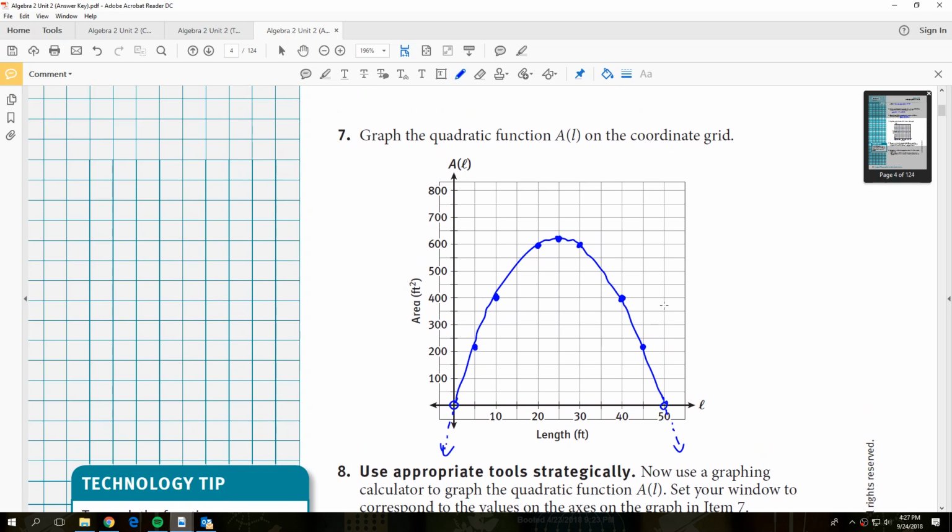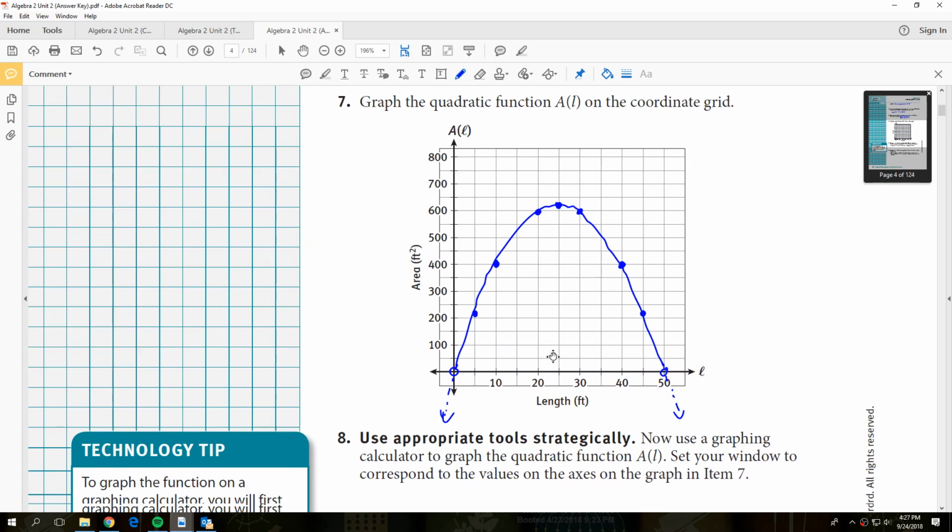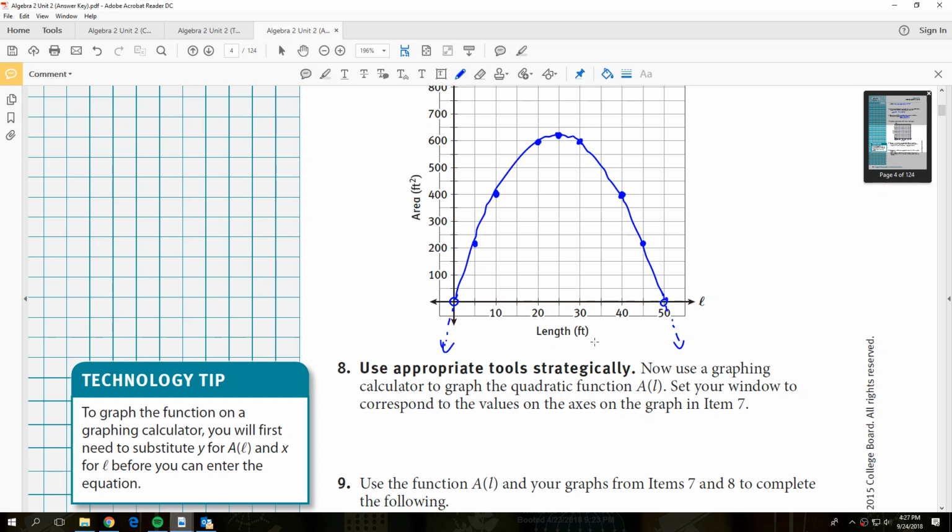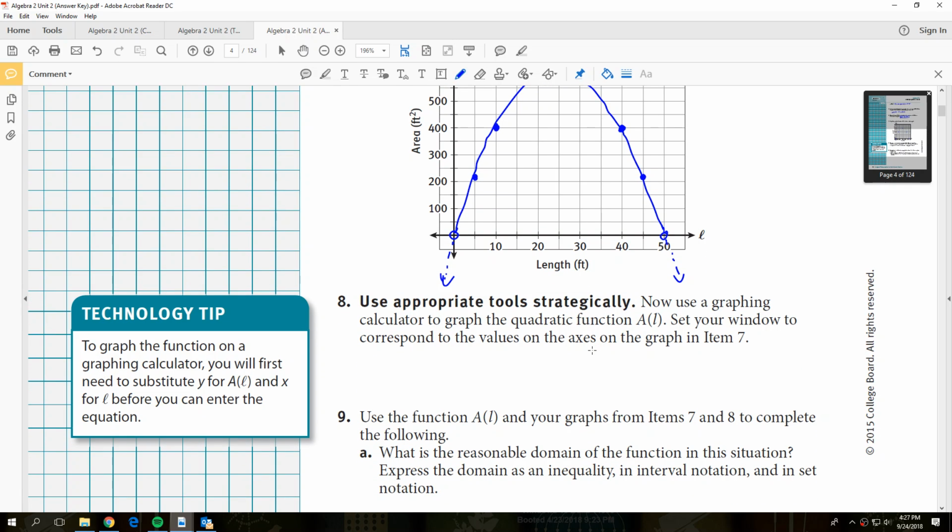So there's the graph of our quadratic function, which represents the area of all the possible solutions for the lengths of a rectangular area, but it has to add up. The perimeter has to add up to 100. All right.